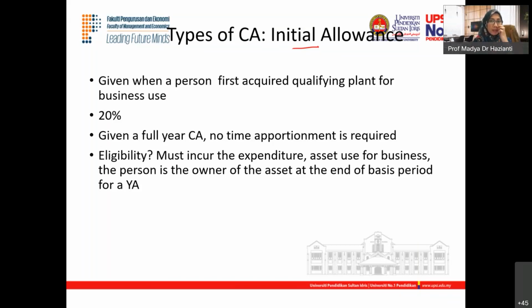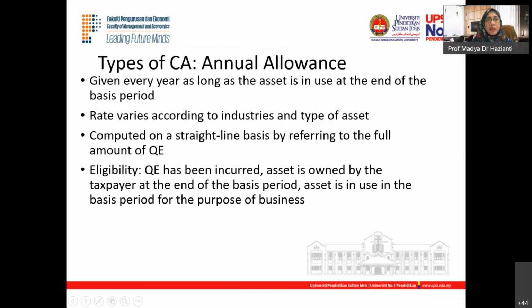Okay, and then lagi satu, for capital allowance ni, no time apportionment. Let's say beli sekarang dah bulan Jun, you purchase the asset in June. So, but you are eligible to get this 20%. Tak payah kira 6/12, tak payah. Dia tak ada time apportionment. Eligibility, again, balik kepada 4 kriteria tadi.